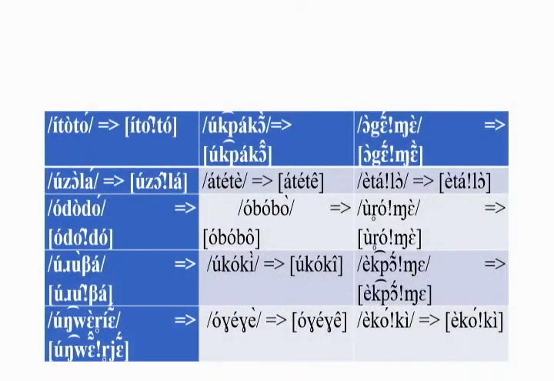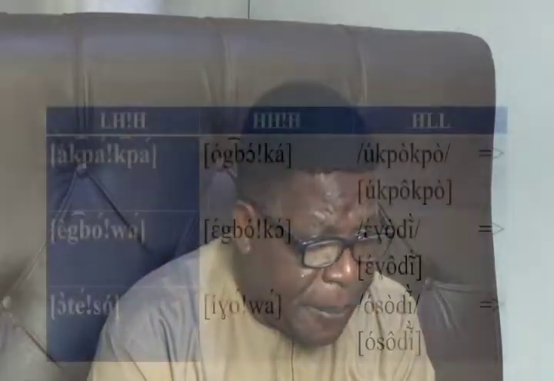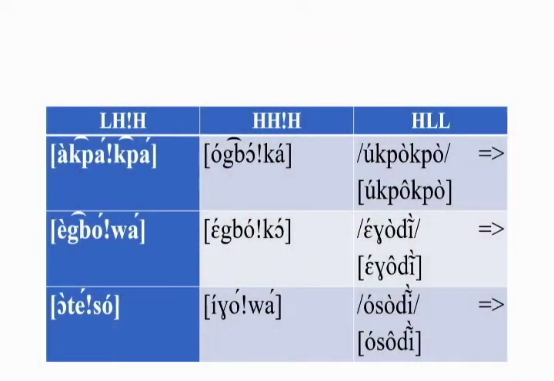Then Ekpome. Yes, you also have it in Urome. Ekoki. Then we have the low, high, down step, low, as in Apapa, Egbowa, Oteso.